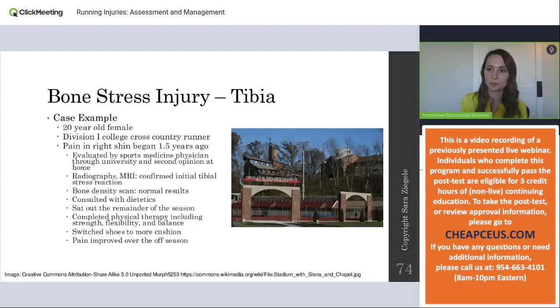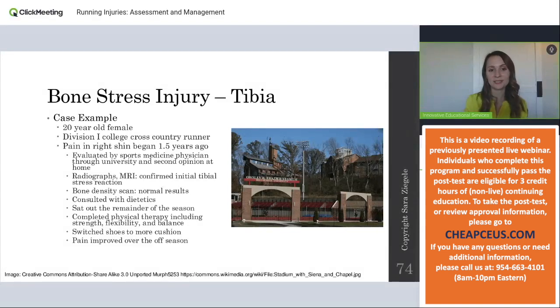She had been evaluated by her sports medicine physician, which was through the university, but then she also, due to the duration, had gotten a second opinion at her orthopedic facility at home in Indiana. She had gotten radiographs, she had gotten MRI, and they confirmed that she had had a tibial stress reaction. They really had a comprehensive approach. They did a really good job of trying to identify not just the problem, but the cause. So they had done a bone density scan, which was normal. They had her consult with dietetics to make sure that she was getting all of the nutritional support she needed. And she had to sit out the remainder of the season.